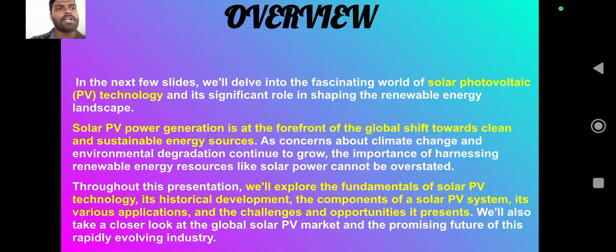Okay, solar PV technology stands for solar photovoltaic technology, and we'll study about this in the further slides. Just remember the full form. And solar PV power generation is at the forefront of the global shift towards clean and sustainable energy resources. That is, it plays a major role in the transition from non-renewable energy resources to renewable energy resources.